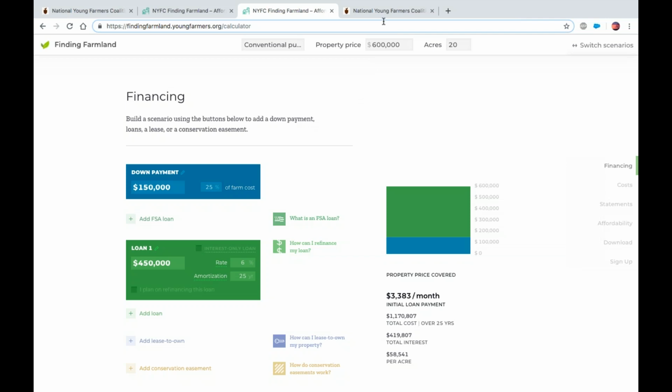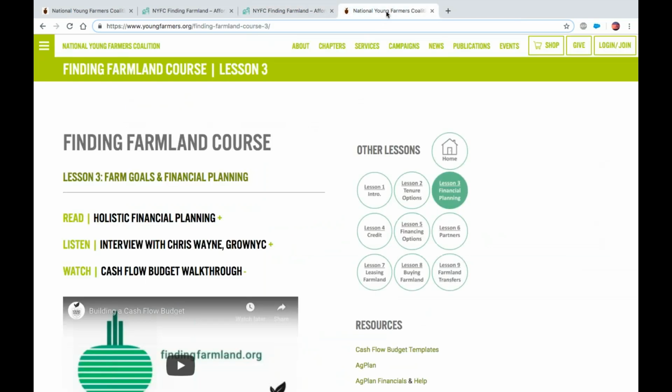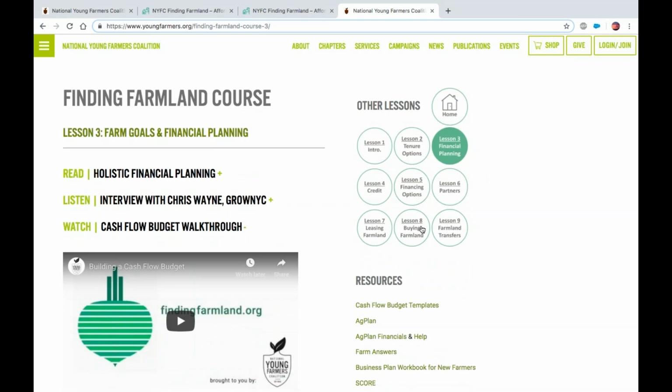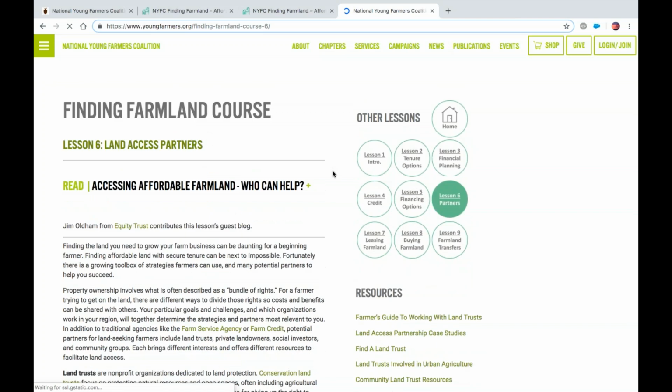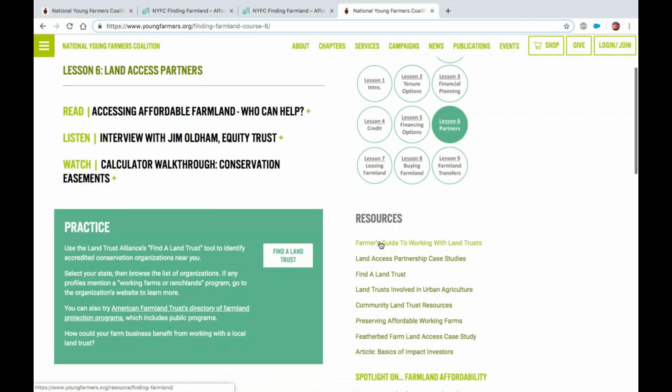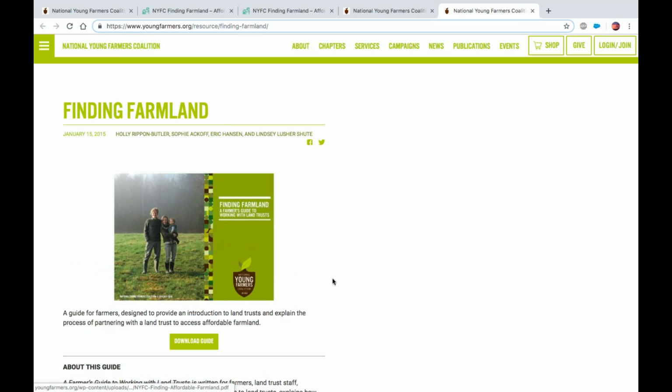Well, for one, I'll throw out there, another member of our team does trainings with land trusts, kind of teaching land trusts how to work better with farmers. But I'll just jump to the course because it's the best way to see it, in our partners section here. We have a great guidebook called The Farmer's Guide to Working with Land Trusts, which I'd say is a really great resource to get started learning about land trusts, learning about conservation easements.